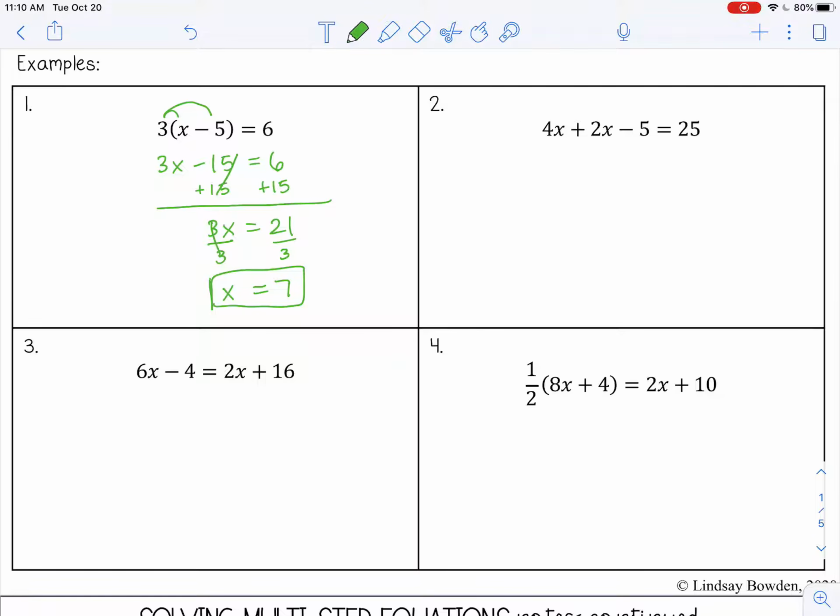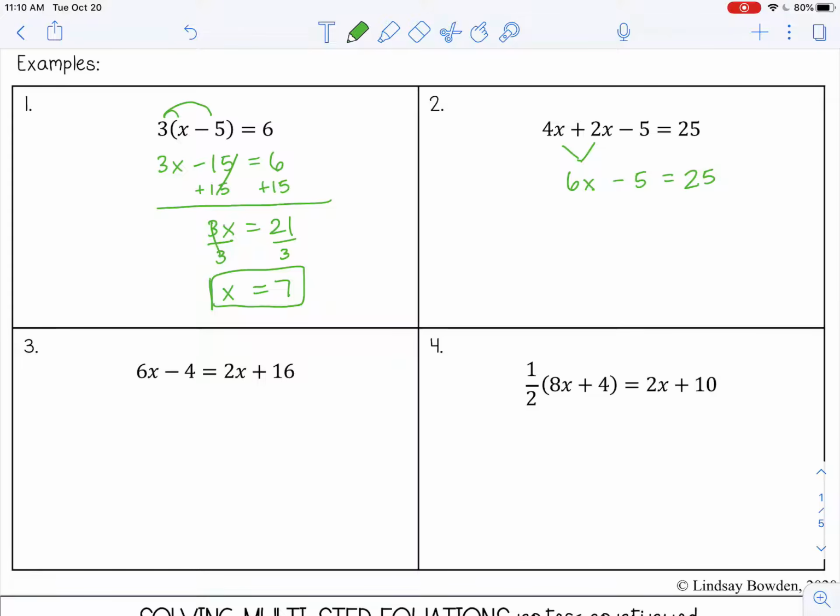All right, number 2, I have some things to simplify on the left-hand side. I have like terms that I want to combine. 4x and 2x, those are like terms. So 4x plus 2x is 6x. Then I'm going to bring everything else down.